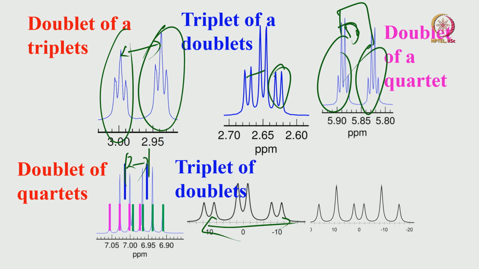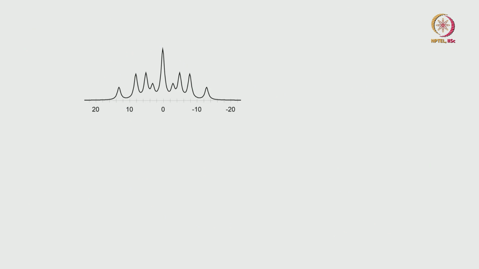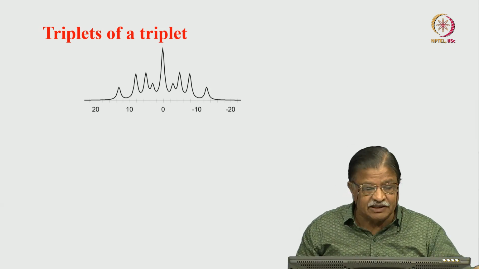This is another thing. Here this is triplet of doublet, but here it is doublet of triplet, because this is a large separation and each line is split into a triplet. The larger strength here is a doublet, the smaller coupling is a triplet, it is called doublet of triplets. This one, what about this one? If you carefully see, as you go, the complexity will become more and more, and you need to have some idea how to analyze. This is called triplets of a triplet.